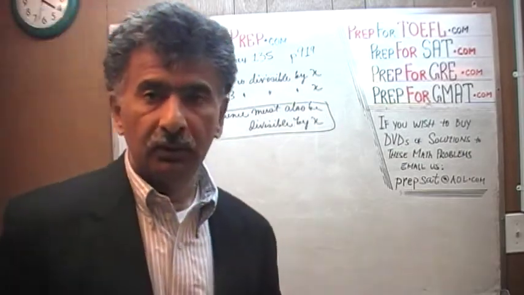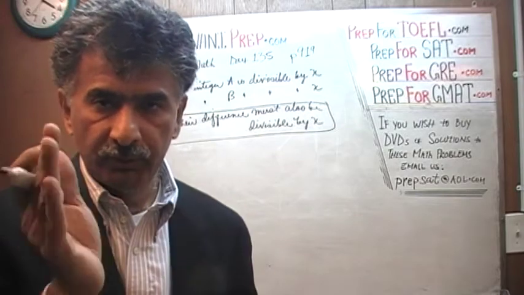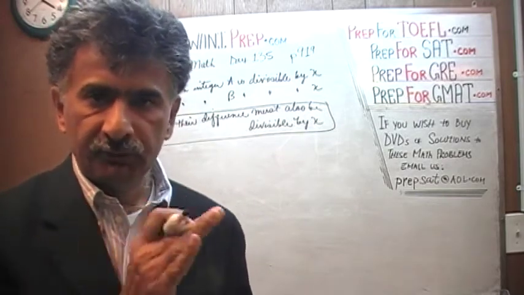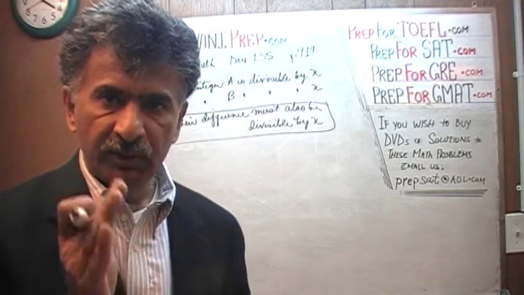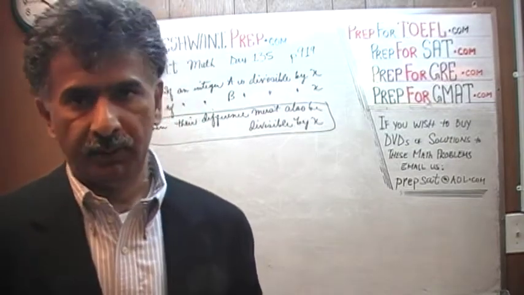If we are told that this particular quantity is divisible by x, and we are told that this other quantity is also divisible by x, then regardless of what these quantities are, if they are individually divisible by x, then their difference must also be divisible by x. Think about it for a second.